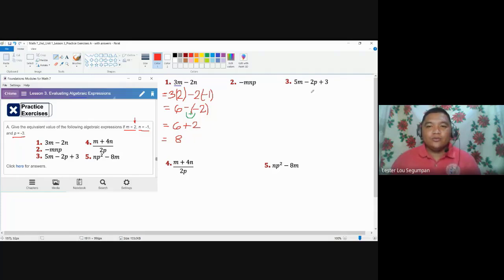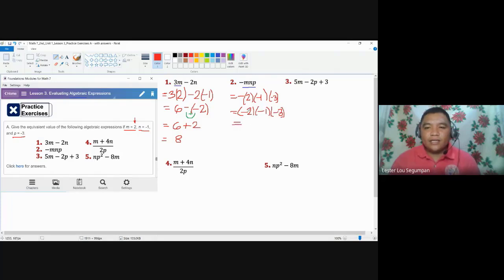Number 2, the operation separating m and then n, because they are written side by side, is still multiplication. So to evaluate this, we copy the negative sign, and then m, which is 2, n is negative 1, use the multiplication, and p is negative 3. And then get the product. Negative times 2 will become negative 2, and then still you have negative 1, negative 3.